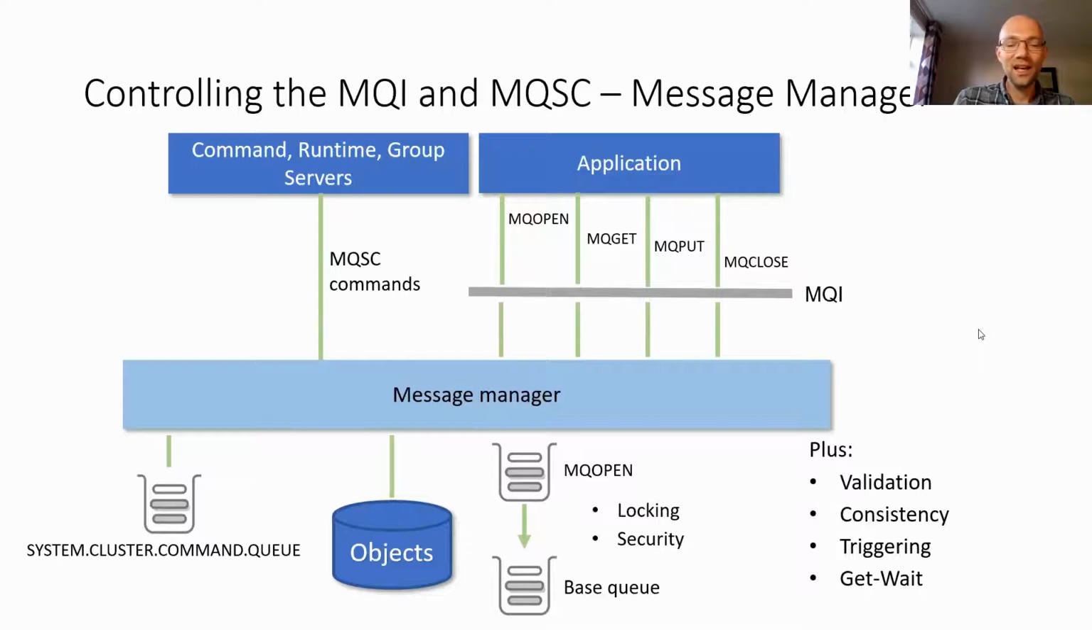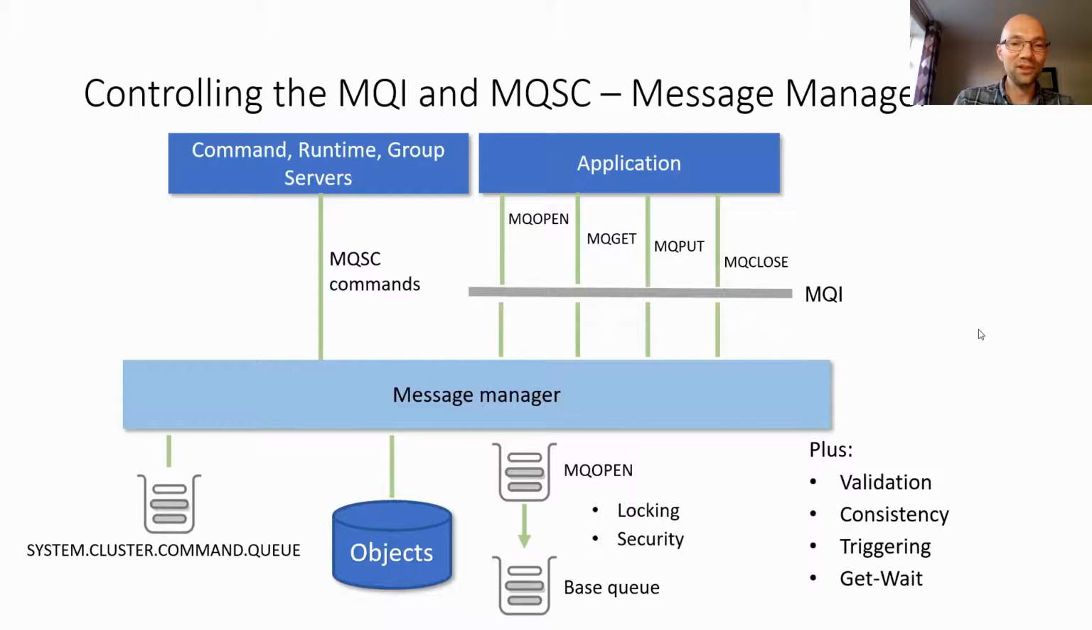It will have to call another resource manager, the lock manager, to get a lock on that queue maybe. So that's what prevents more than one application from opening the same queue for exclusive input. It will also need to call the security manager to perform a security check to make sure that the application user ID is actually authorized to try to open this queue. So that's a number of things that need to take place just to open the queue, and they're all taken care of by the message manager, although of course it does call other resource managers sometimes to delegate some of that work.